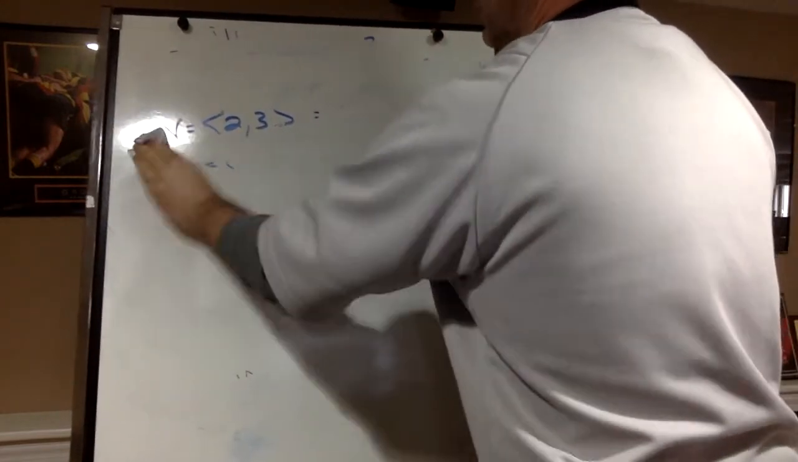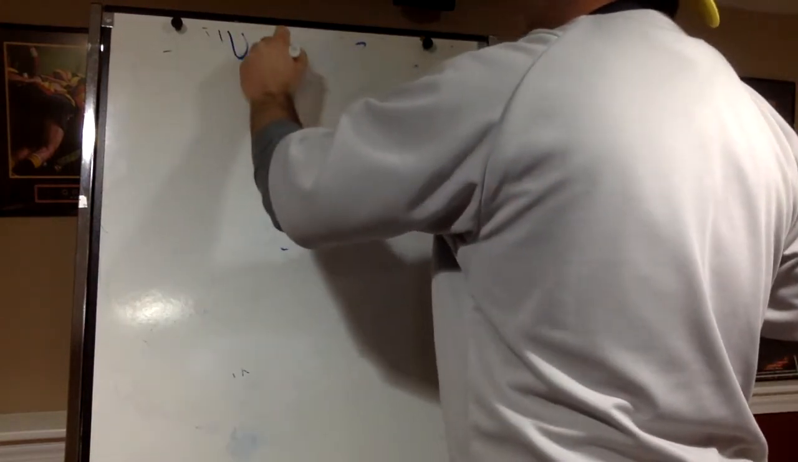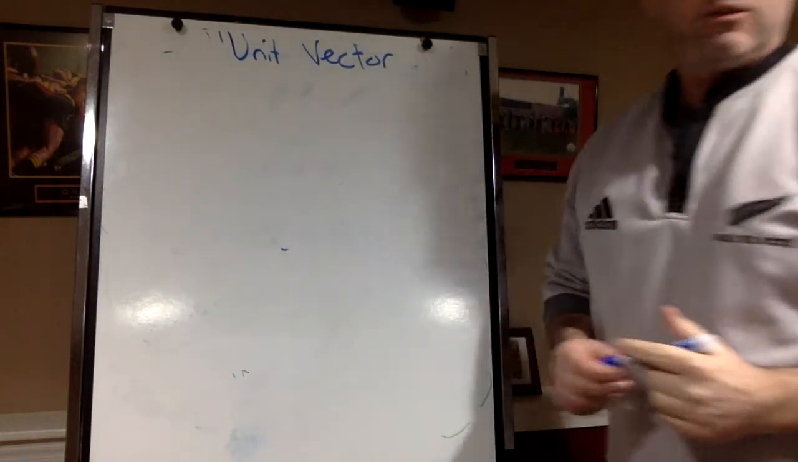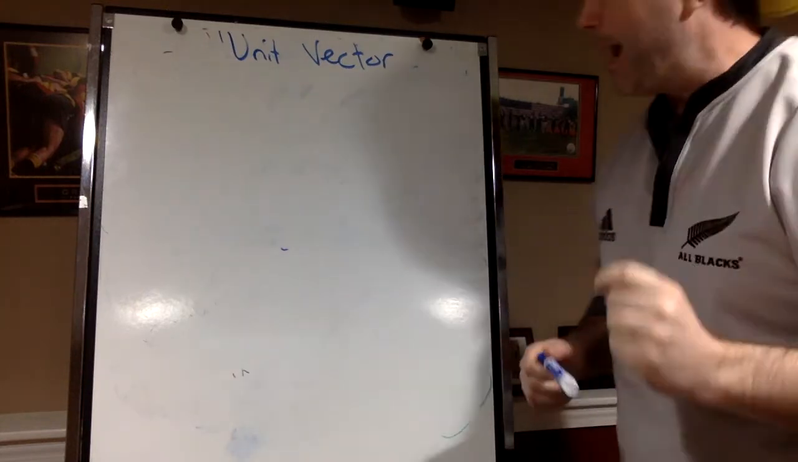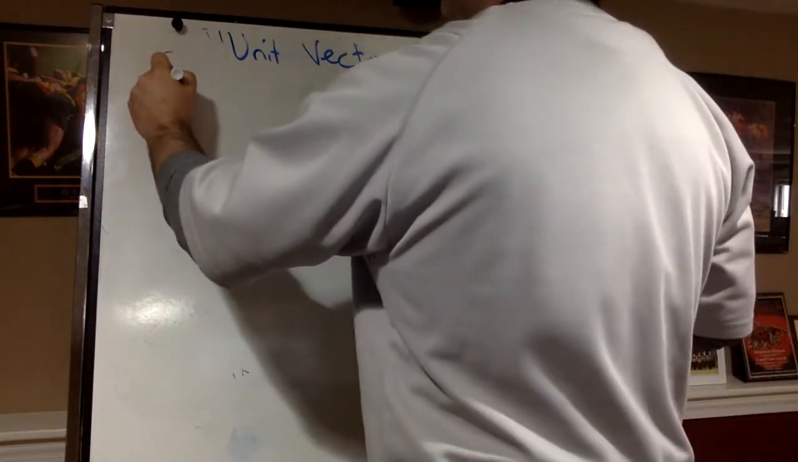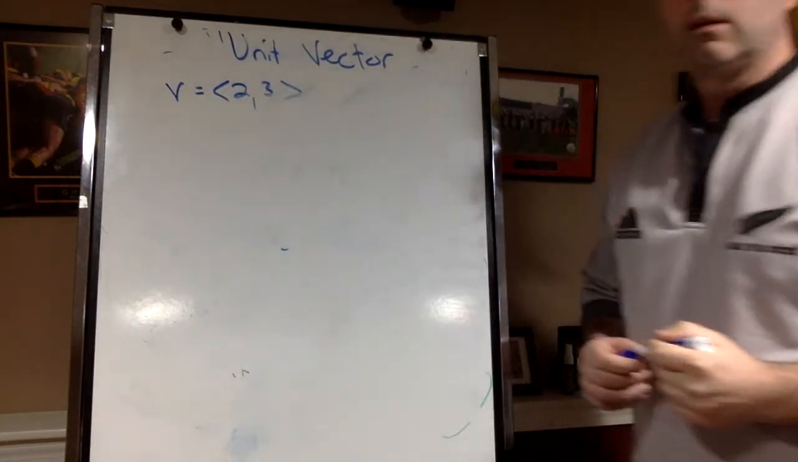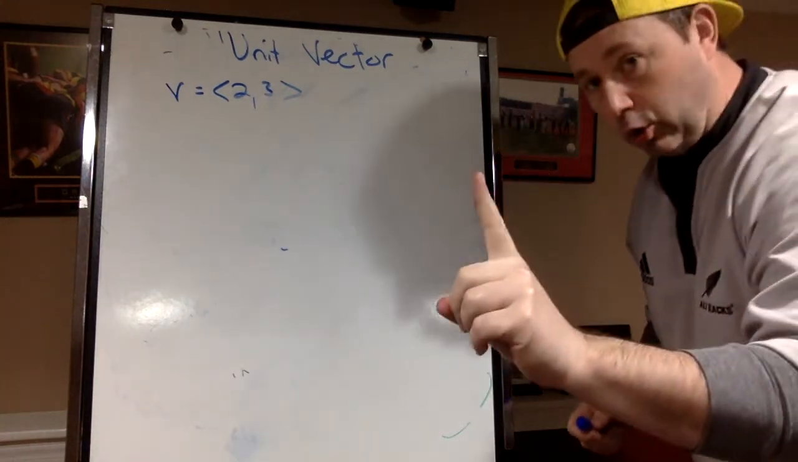The next thing we're going to talk about, hopefully I didn't tilt that too much, are unit vectors. A unit vector means all we care about is the direction. We're going to have the magnitude of 1. So think about that. If I have a vector v, we'll go back to 2, 3, I just care about the direction. So I want to get rid of the magnitude and make it 1.